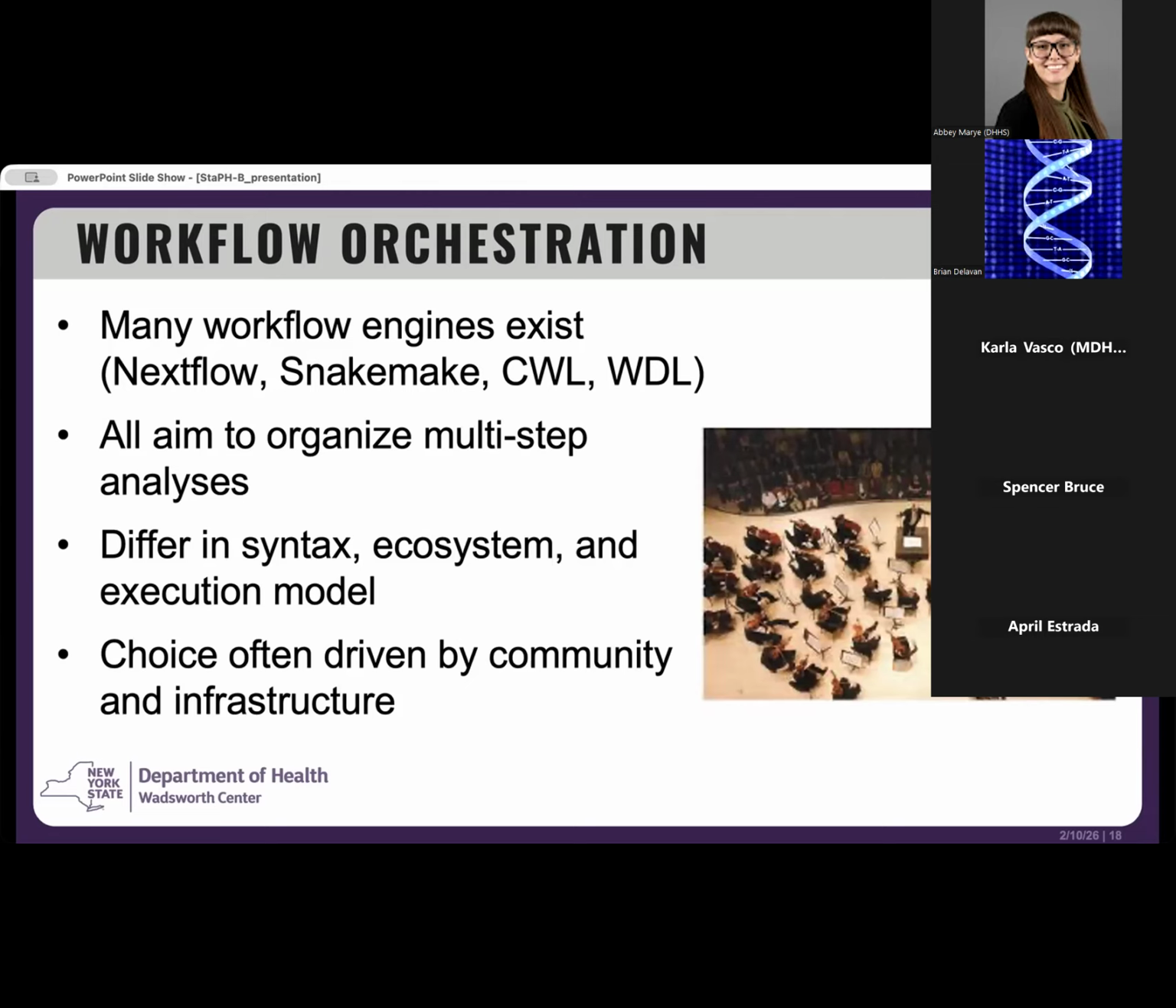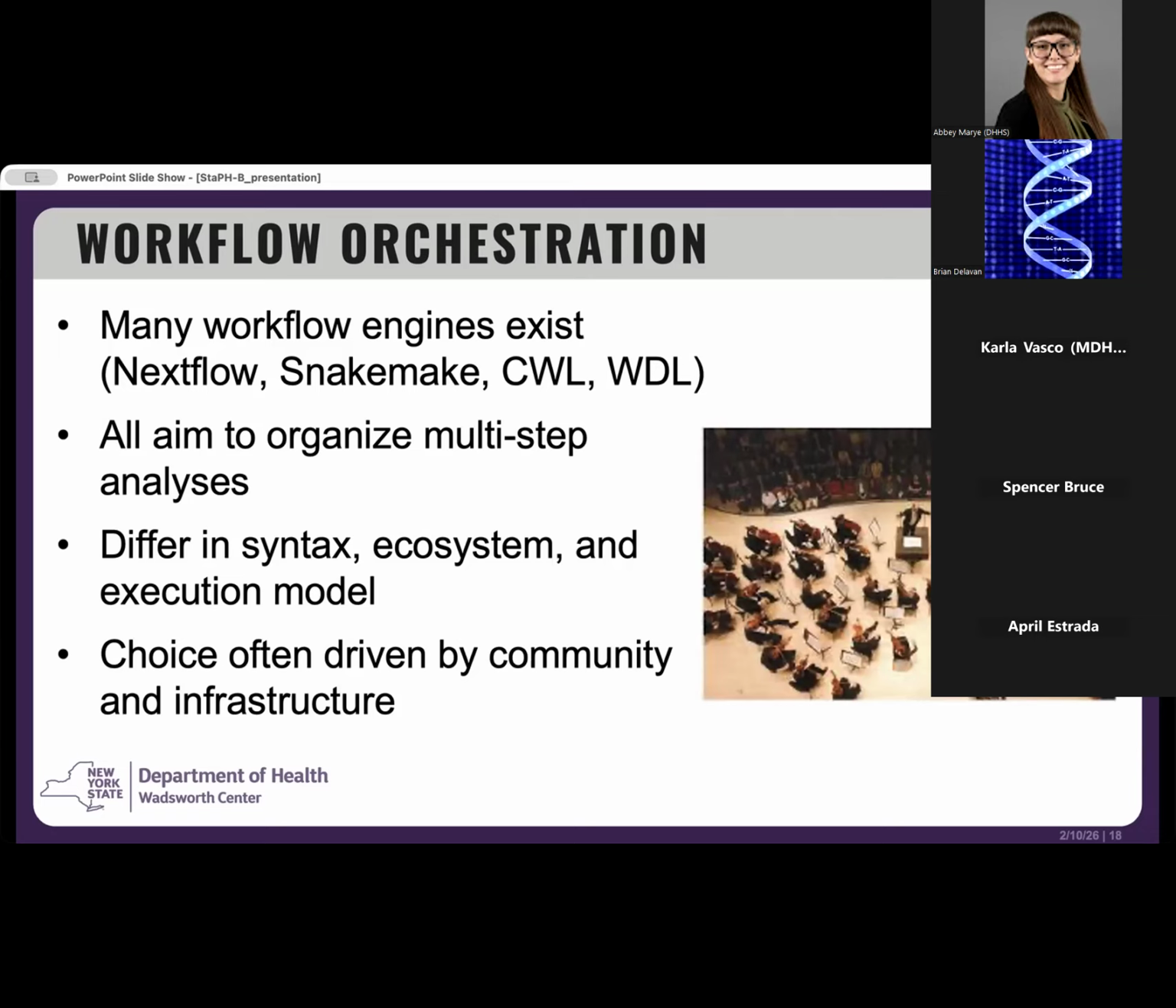So to get a coherent result, every tool has to run at the right time, in the right order, with the right inputs, right? And workflow engines really act as the conductor in this scenario. They don't do the work themselves, but they coordinate when and how each step runs. Where they differ is syntax, ecosystem, and how they execute jobs. Some are more script-like, some are more declarative, and some are designed to run across many different types of infrastructure.